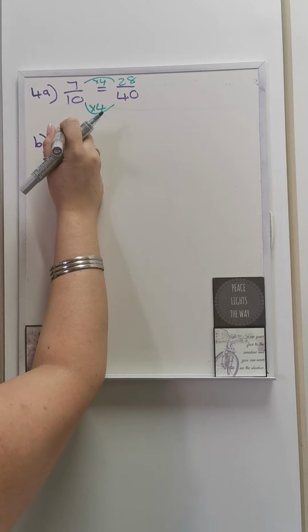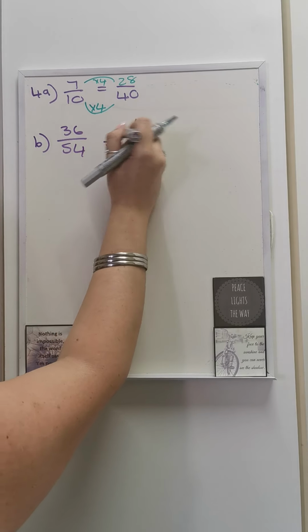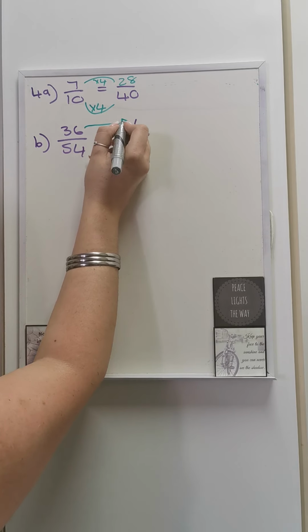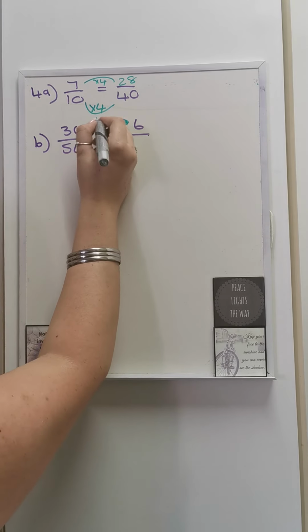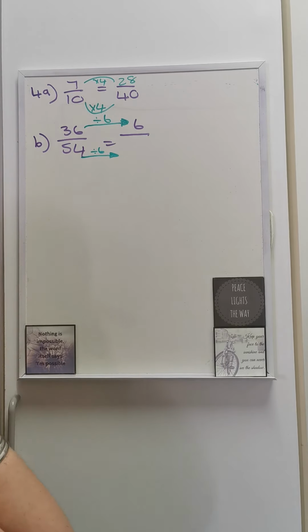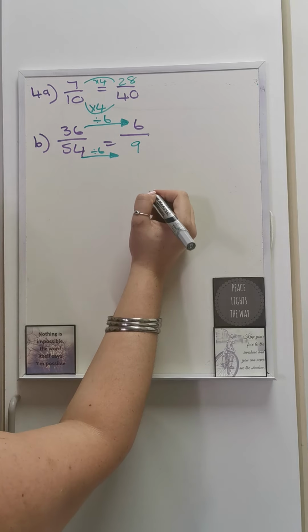For number B, 36 over 54 gives you 6 over what? What happened from 36 to go to 6? I divided with 6. So here I also have to divide with 6. 54 divided by 6 gives you your 9. So your answer here will be 9.